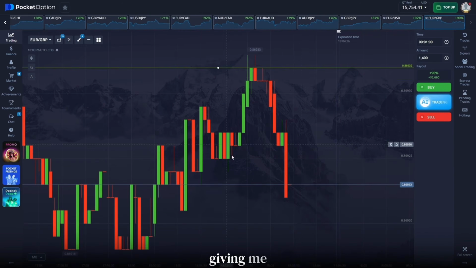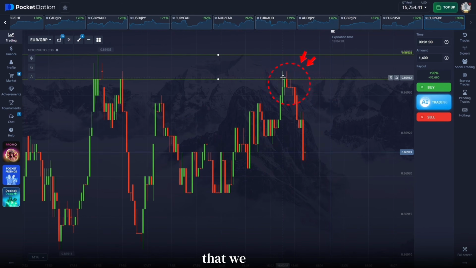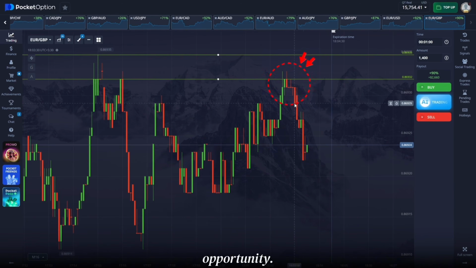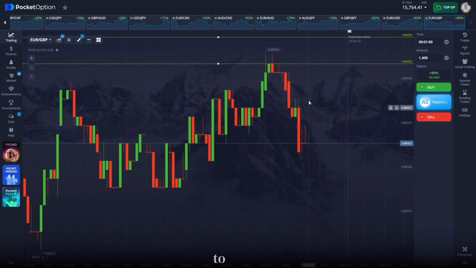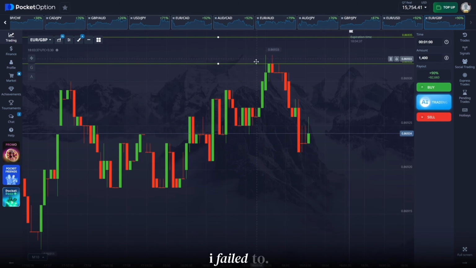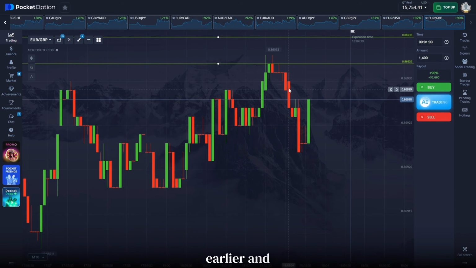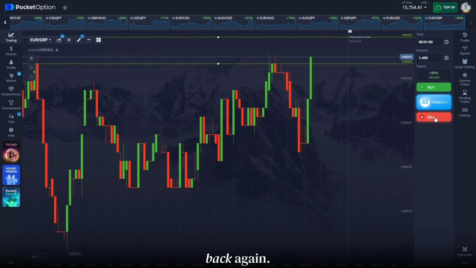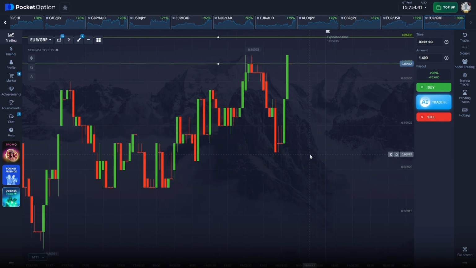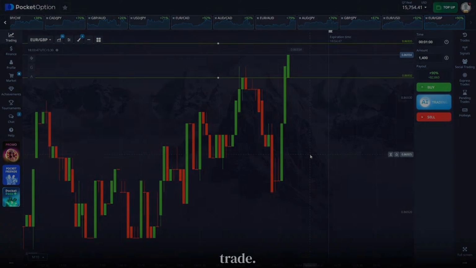Okay, it's not giving me the opportunity. You can see that we kind of missed this trading opportunity. It was a good trading setup, but I failed to open the 5-second chart earlier, and then when I opened it, it was here. Okay, price retracing back again. Let's target another reversal trade.